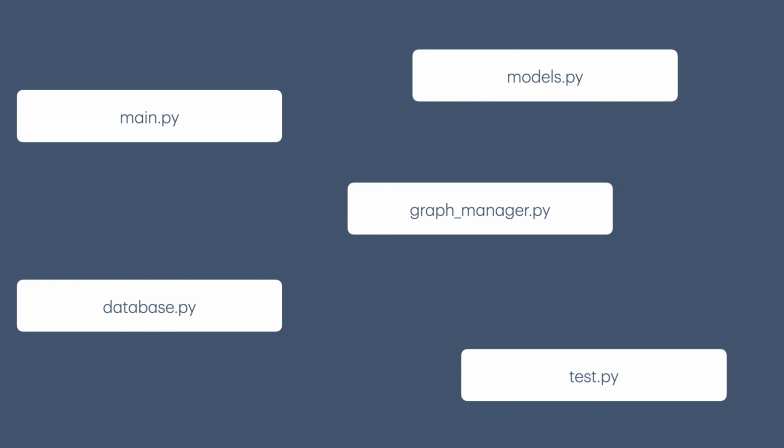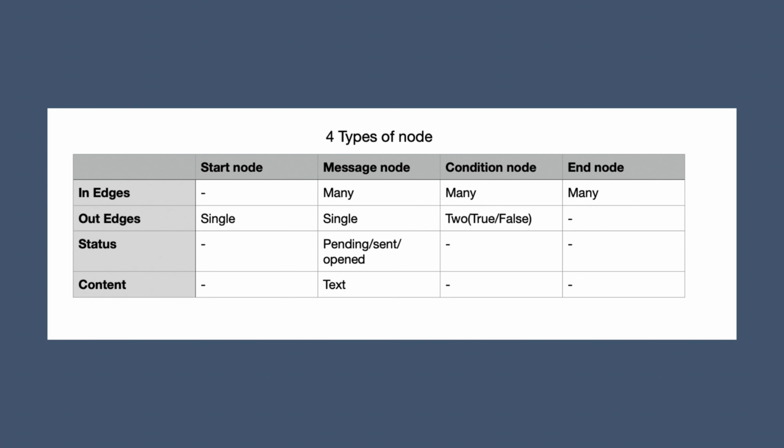Here is the content of the app. Main.py contains all the endpoints. Graph Manager contains all the logic and all the creation and addition of the nodes. Modules.py contains the nodes and their classes. And database.py contains all the logic that goes with the database, and test.py goes with all the testing of the app.